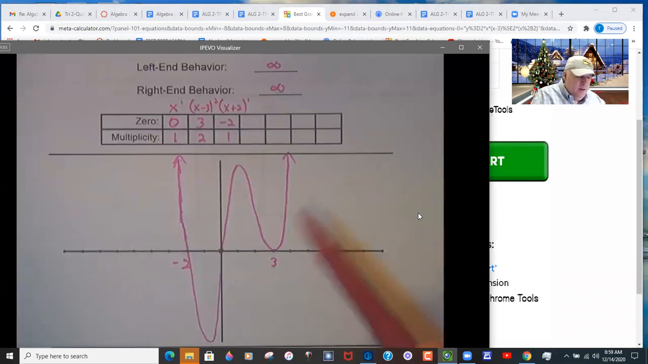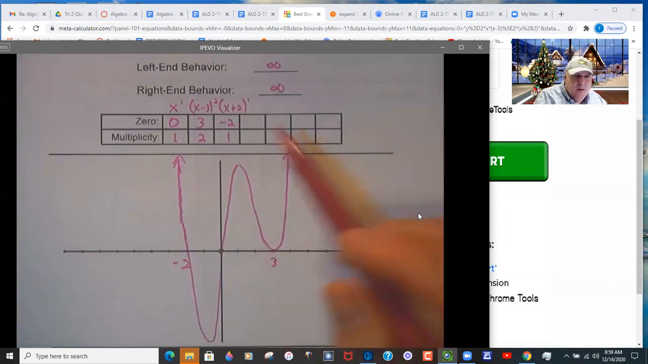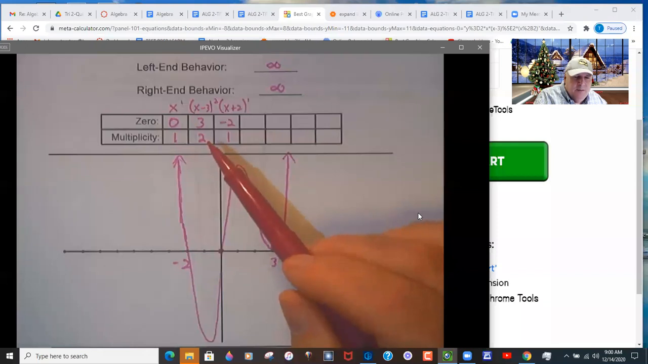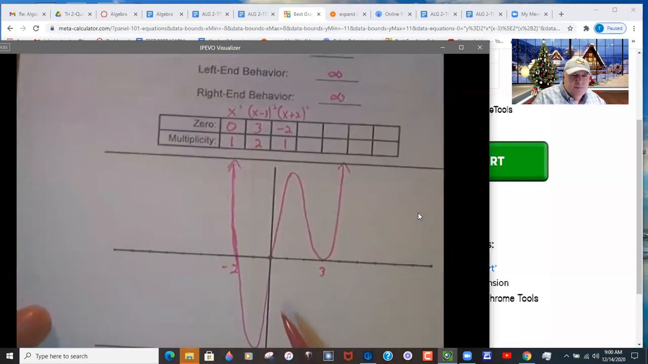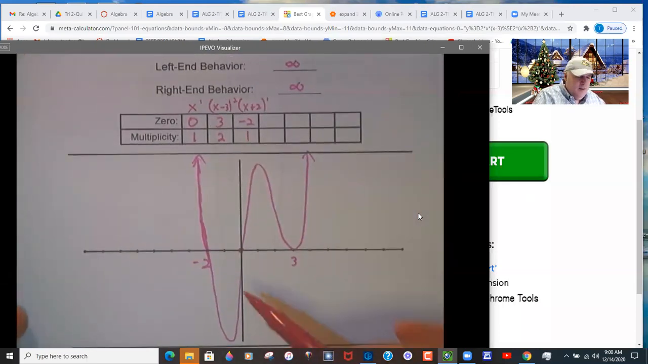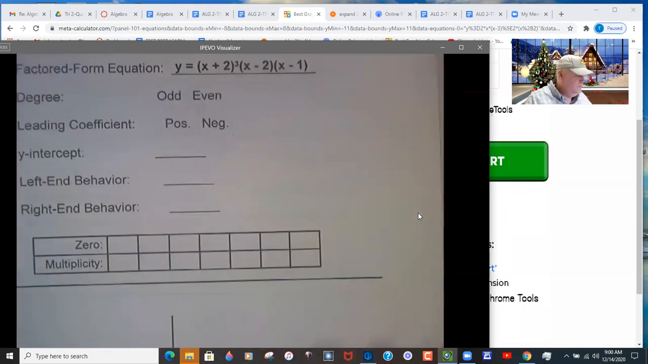What I'm looking for is the bounce at 3. So when it's an even multiplicity, it bounces. And the only even multiplicity we're going to deal with is 2. When it's an odd multiplicity, it cuts through. We're going to deal with 1 and 3. So 3 means that it's going to get flat, and we're actually going to come upon one of those very quickly. All right, problem 4, I got 10 minutes.